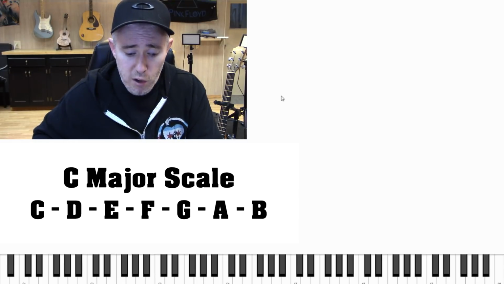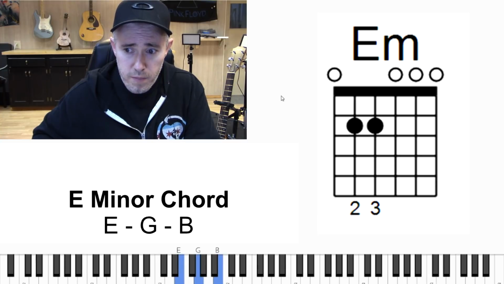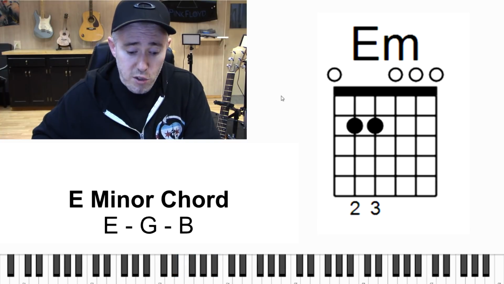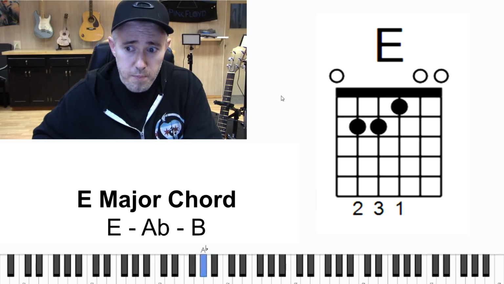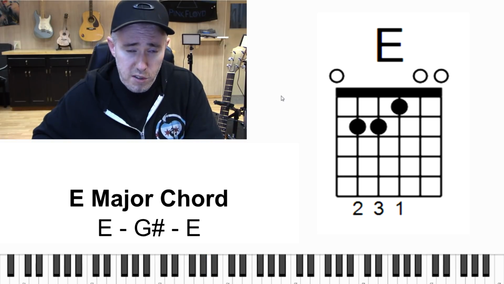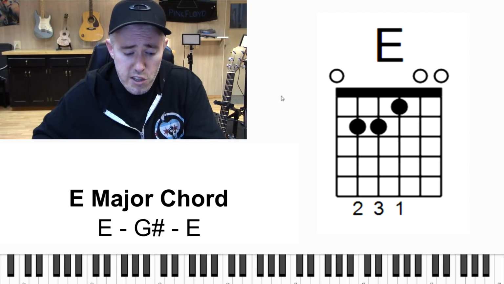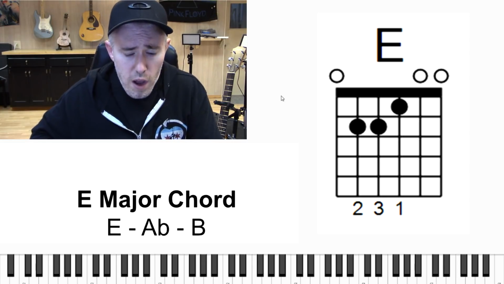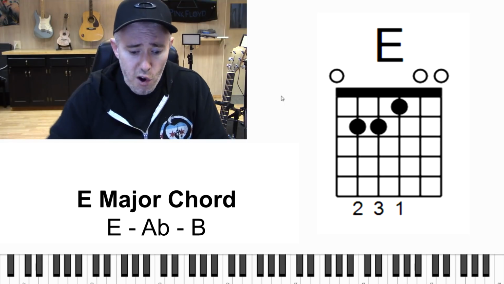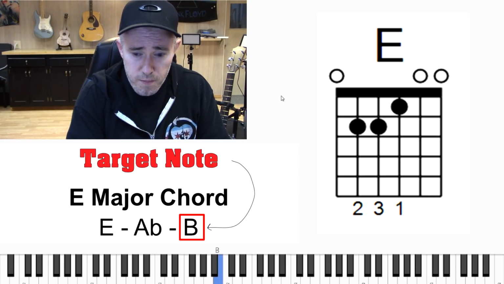So an E minor chord would be this. That would be in the key of C. An E major chord is this. So you can call that an A flat. Here's the note A. One less than A is an A flat. You can also call that a G sharp. Here's the note G. So one higher than G is a G sharp. So there's that note. But the melody line is targeting this note here.